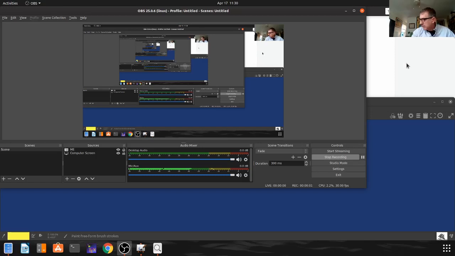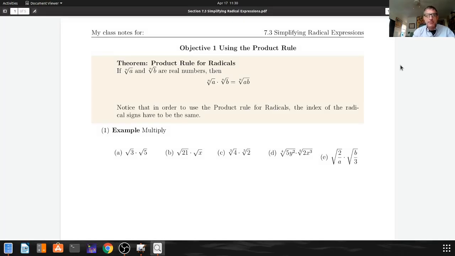Okay, let's start lecture 7.3, and basically this is going to be extending our ability to simplify radical expressions. So here we have an important theorem, and I want to outline a really important part. If the nth root of A and the nth root of B are real numbers, that's important, and we'll see later on why that's important, then the nth root of A times the nth root of B is the nth root of their product.